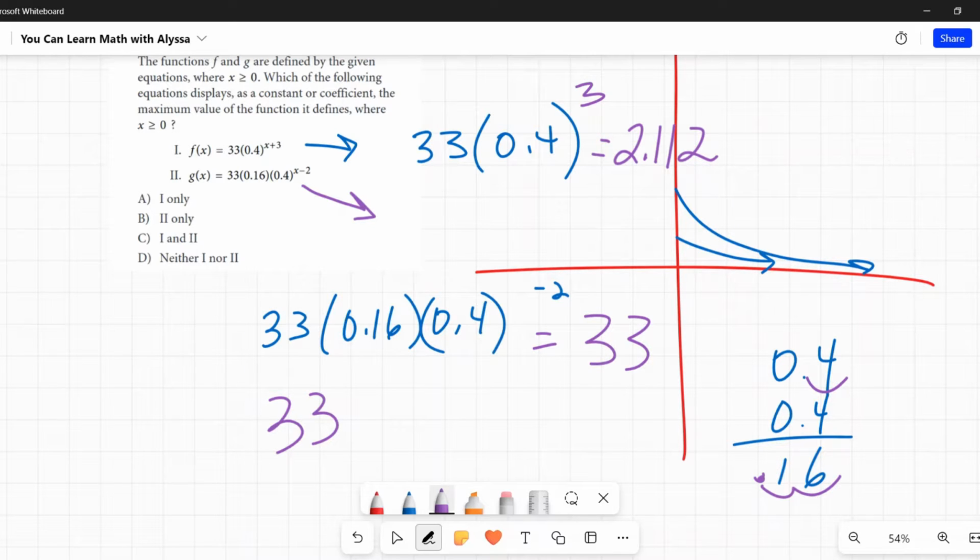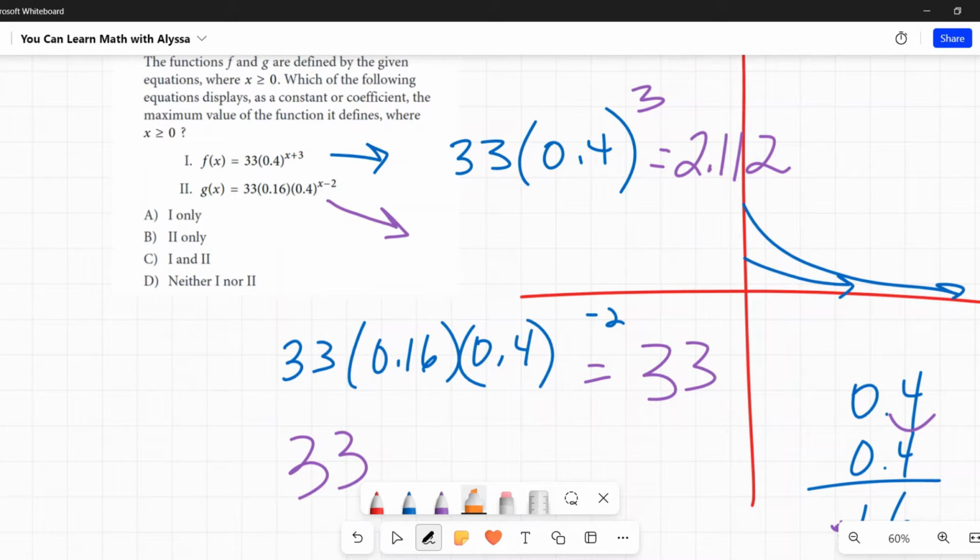Okay, now that we've done this math, let's go back and find out what exactly it says. Which of the following equations displays as a constant or coefficient the maximum value of the function? All right, what that means is this result that we got, 2.112, that is the maximum value there. 33, that's the maximum value there. If I go back and look at this original one, is 2.112 anywhere in there as a constant or coefficient in that equation? No, there is no 2.112 anywhere in that function.